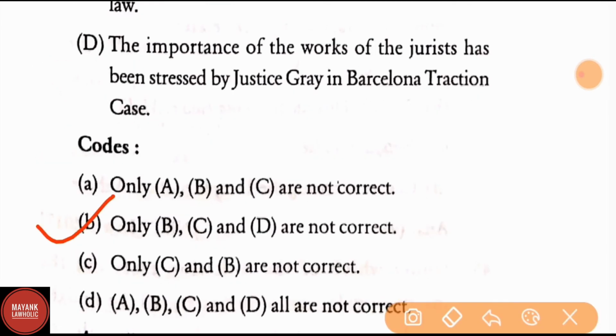B, C and D. So the option B, C, D are not correct. Question number 35.